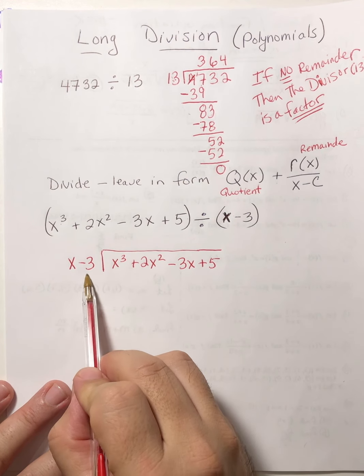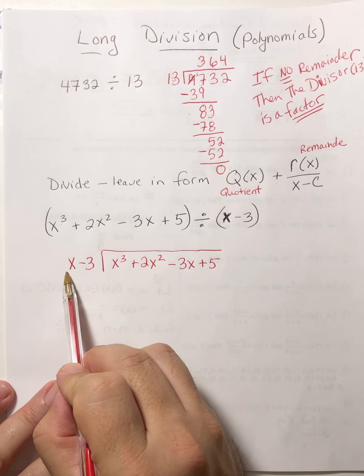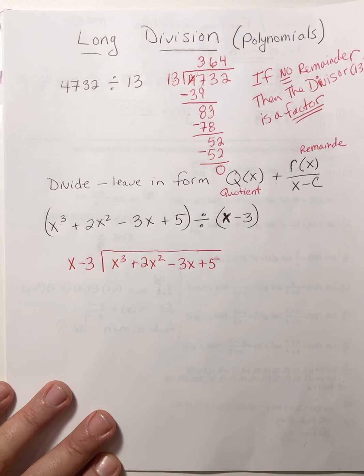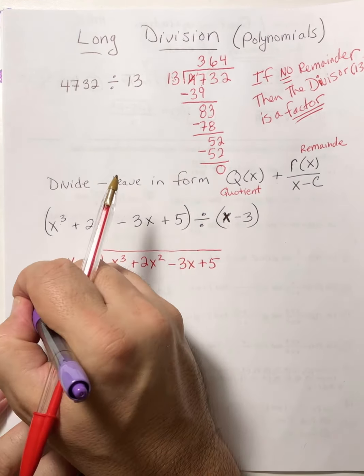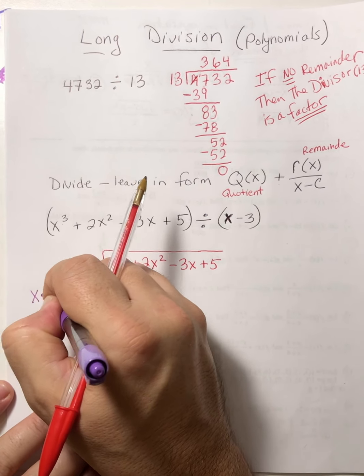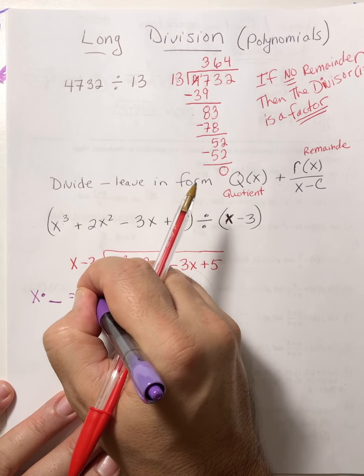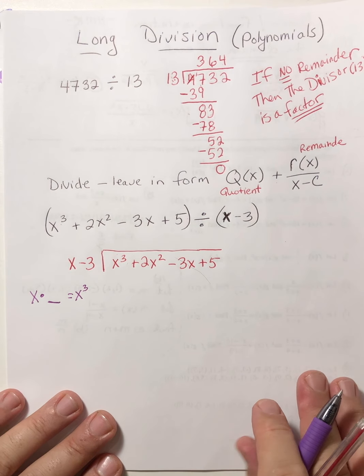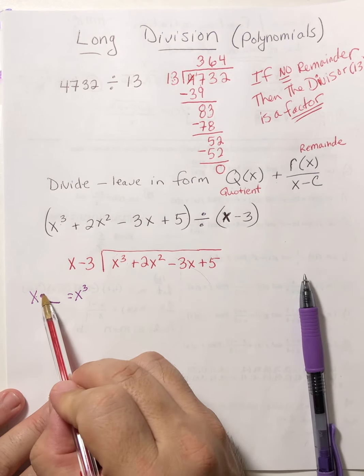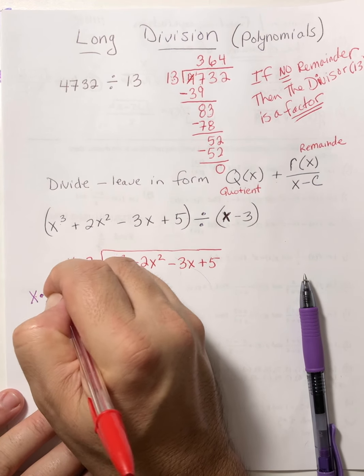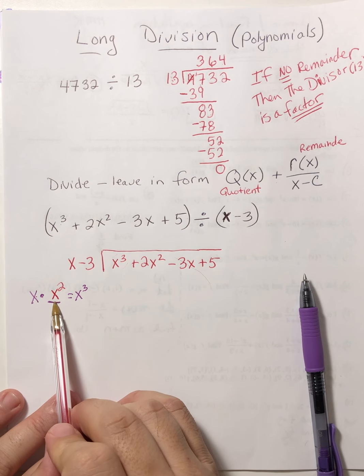We don't worry about this negative 3. We only worry about this x right there. And this is what we say to ourselves: this x right here times what is x to the power of 3? That's all we're saying to ourselves. So x times what is x to the power of 3, and hopefully you'll say x squared. And now where do I put this x squared?